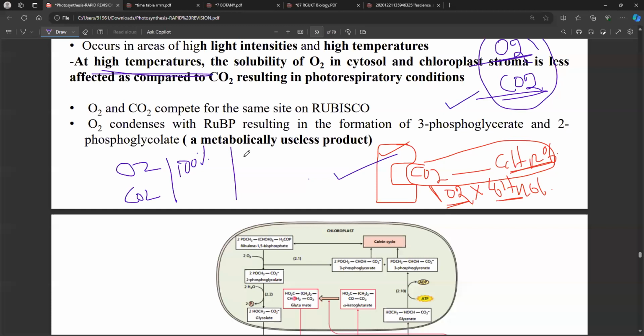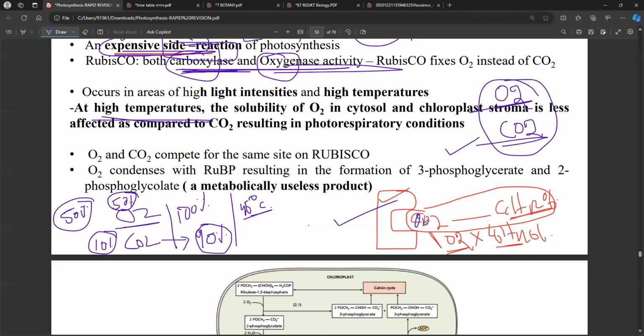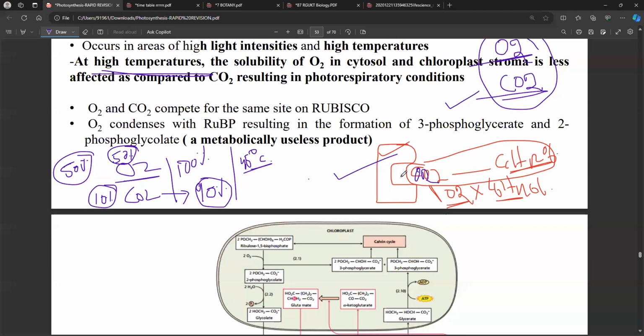Now let's consider the temperature is 45 degrees. At 45 degrees, what's happening? Out of 100% of the carbon dioxide, 90% gets dissolved, completely solubilized. How much oxygen gets solubilized? Hardly 50%. How much carbon dioxide is left out? Only 10%. How much oxygen is left out? 50%. Then undoubtedly oxygen will dominate carbon dioxide in the active site of Rubisco. Then Rubisco successfully fixes only the oxygen.